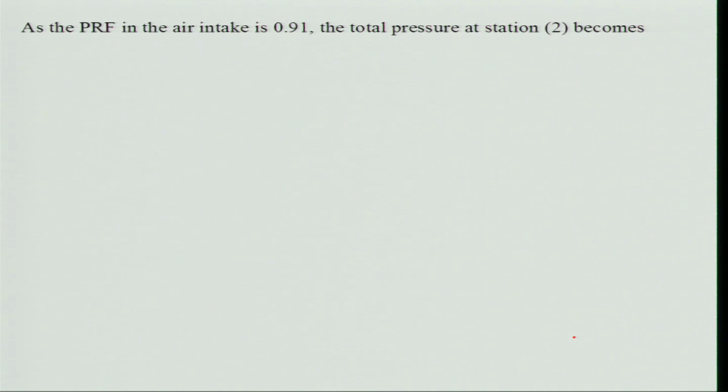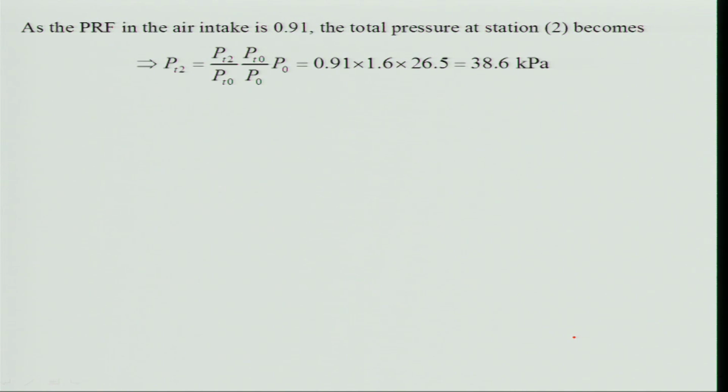As the PRF, pressure recovery factor, in the air intake is 0.9, we can very easily find out the total pressure at station 2, that is Pt2 by Pt0, and this is nothing but your PRF, which is 0.91, and Pt0 by P0 we have already determined, that is 1.6, and P0 of course we know from the altitude, that is 26.5. When you substitute these values, you will get Pt2 as 38.6 kilopascals. Here we are solving each point, and sometimes you may find it is not required, but particularly in the real cycle it will be very essential, while in the ideal cycle you can skip some of the calculations if you use it intelligently.